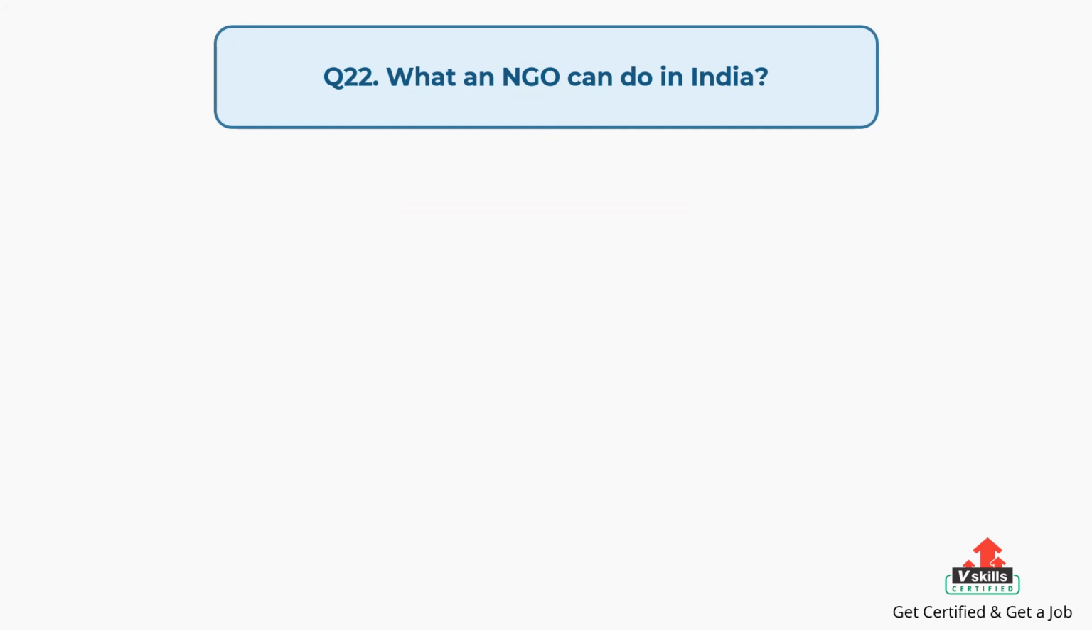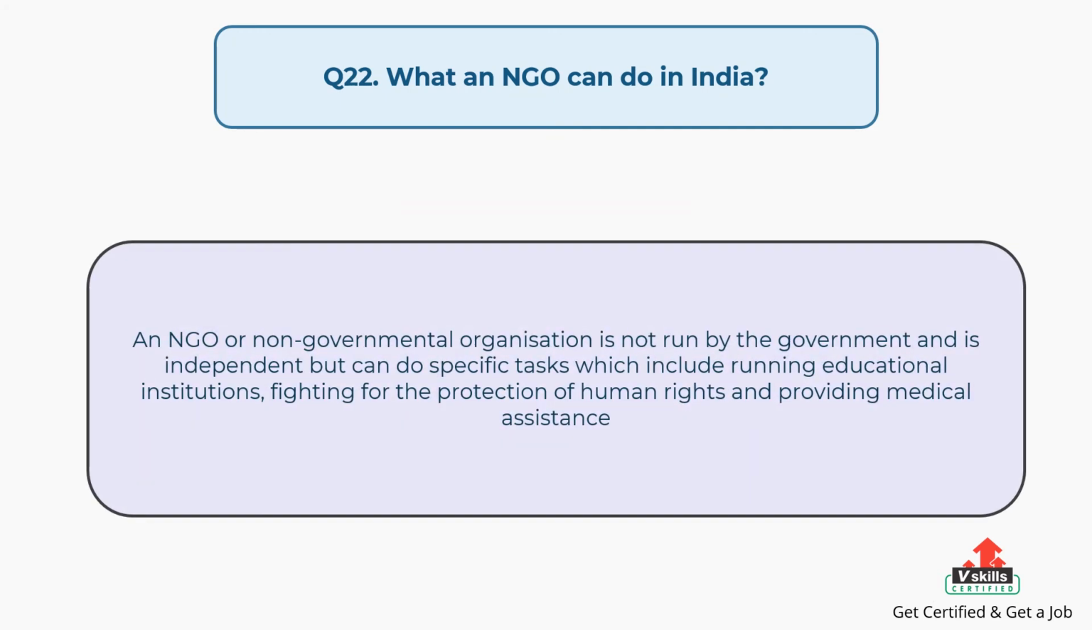Question number 22. What can an NGO do in India? The answer is: an NGO or non-governmental organization is not run by the government and is independent, but can do specific tasks which include running educational institutions, fighting for the protection of human rights, and providing medical assistance.